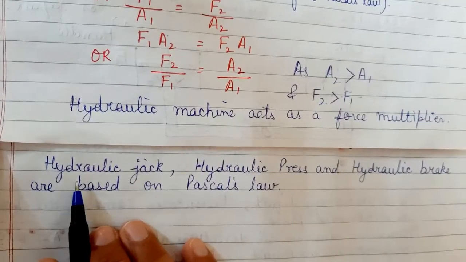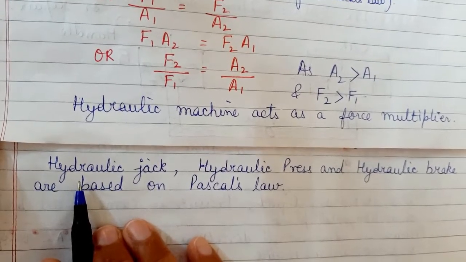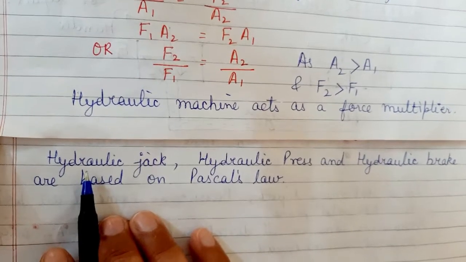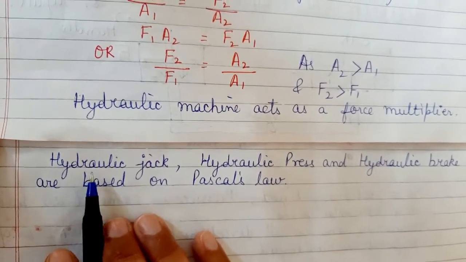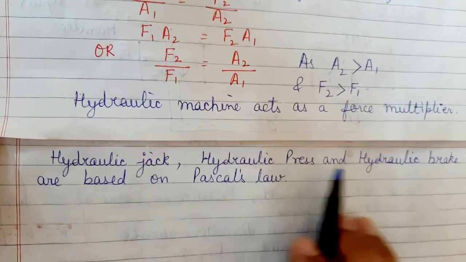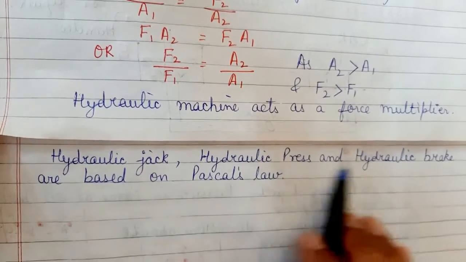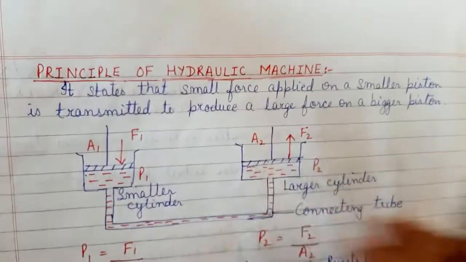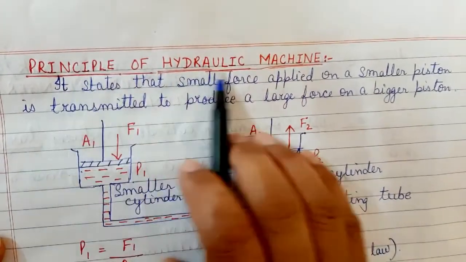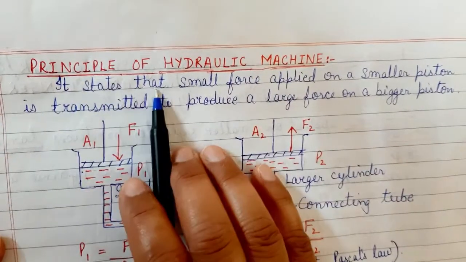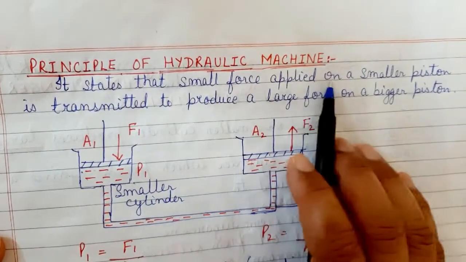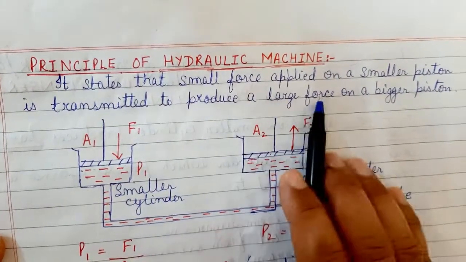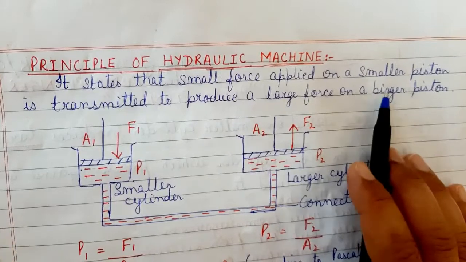Okay students, now after the demonstration of Pascal's law, we move on to its applicability. Where is it applied in our day-to-day lives? It is applied in different hydraulic machines like the hydraulic jack, hydraulic press and hydraulic brake. In order to have a better understanding of these hydraulic machines, we will study the principle of a hydraulic machine. Now let us look at what the principle of a hydraulic machine states. It states that a smaller force applied on a smaller piston is transmitted to produce a large force on a bigger piston. Now let us see how.